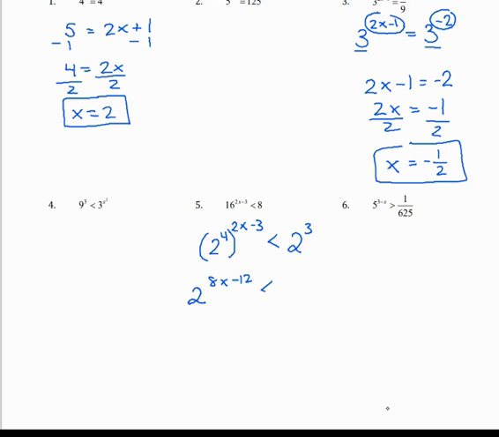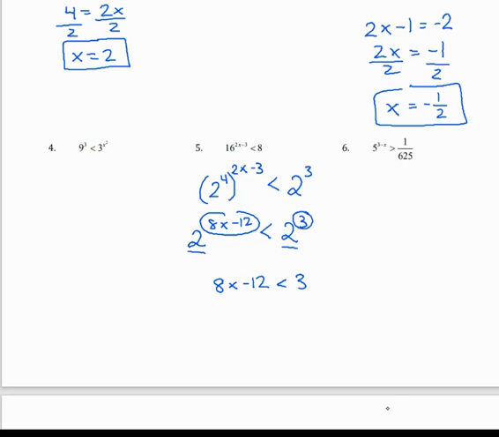And then less than 2 to the 3rd. So again, those bases are the same. So I'm going to now set my exponents not equal to each other, but with our inequality. So 8x minus 12 is less than 3. And remember to use whatever the inequality is. If it's pointing to the left-hand side, make sure it's still pointing to the left-hand side.